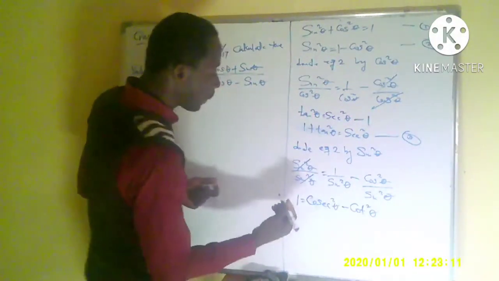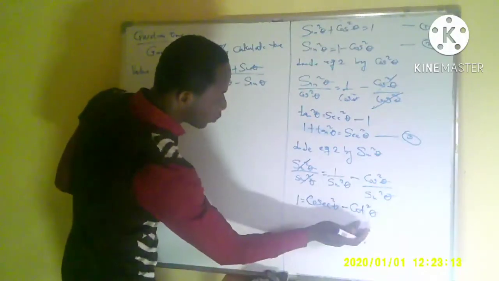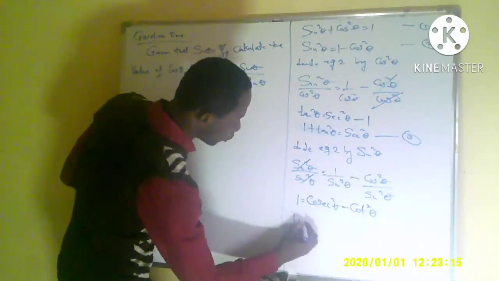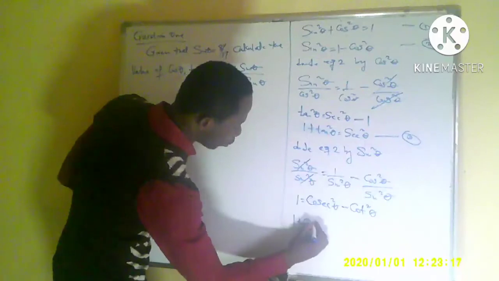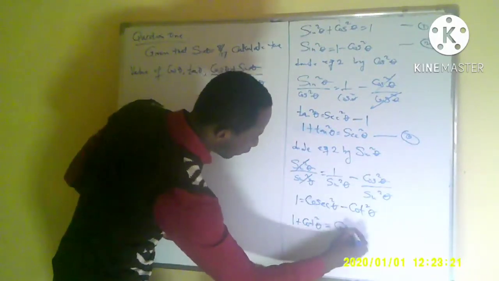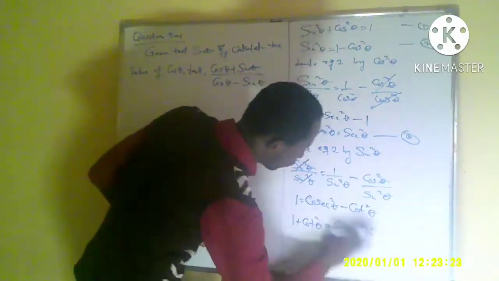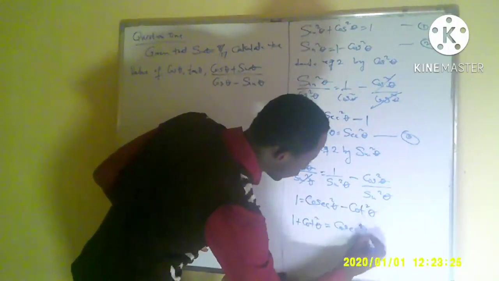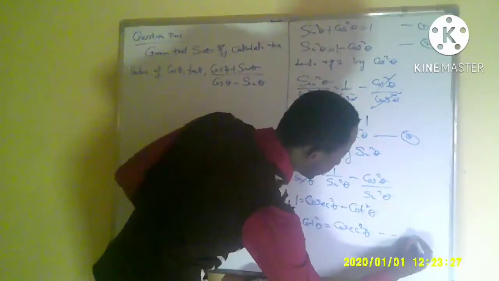So therefore, what do we do? Let this cot square come to the other side, 1 plus cot square theta is equal to cosec square theta. Cosec square theta, equation 4.